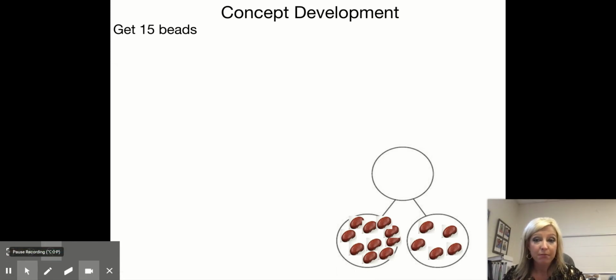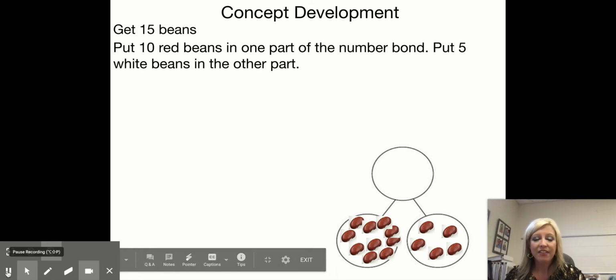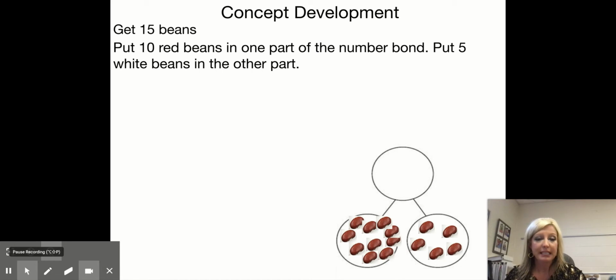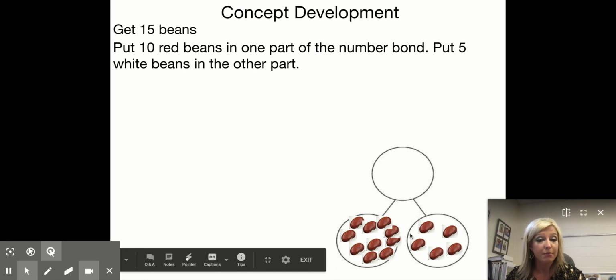For our next problem, you will need 15 beans. So take a minute, clear your old number bond, make sure it's still on your paper, and gather 15 beans or beads or counters, whatever it is that you're using. Now that you have your 15 beans, put 10 beans in one part of your number bond and put 5 beans in the other part of your number bond. Pause the video while you do that, and if you need help, you can look at the number bond I have down here.